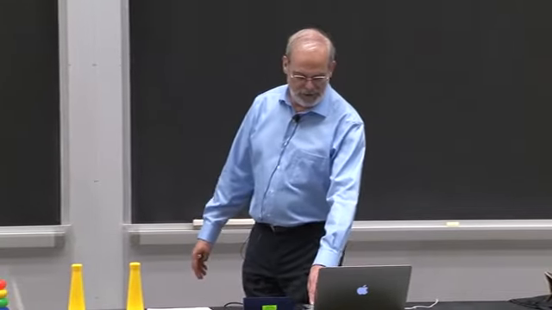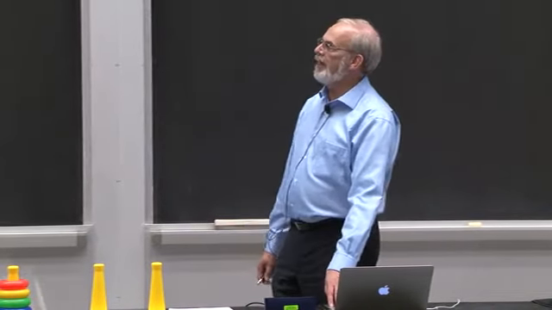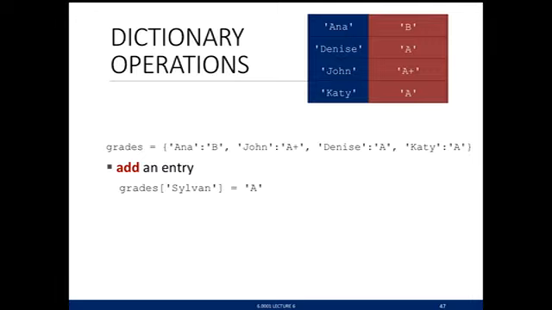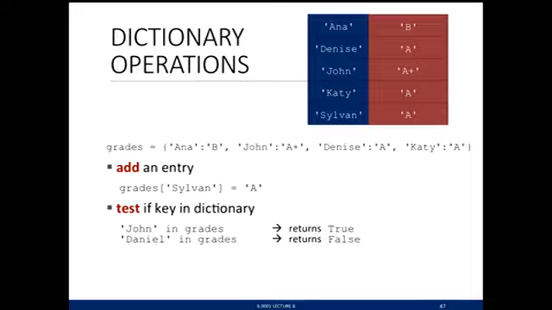Other things we can do with dictionaries. We can add entries, just like we would do with lists. Grades is a dictionary. In open and close square brackets, I put in a new label and a value. And that adds that to the dictionary. I can test if something's in the dictionary by simply saying, is this label in grades? And it simply checks all of the labels or the keys for the dictionary to see if it's there. And if it's not, returns false.